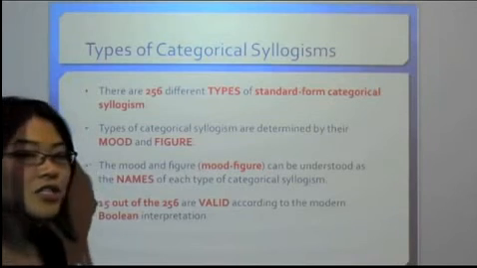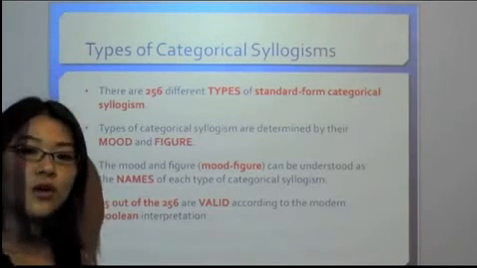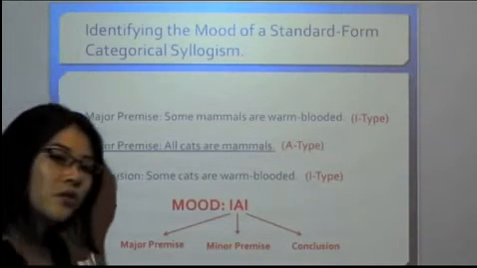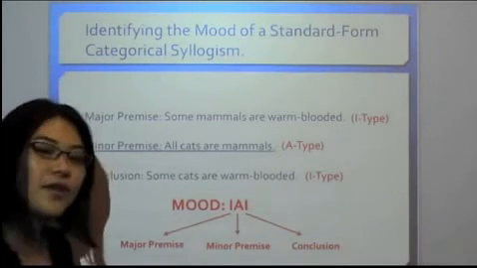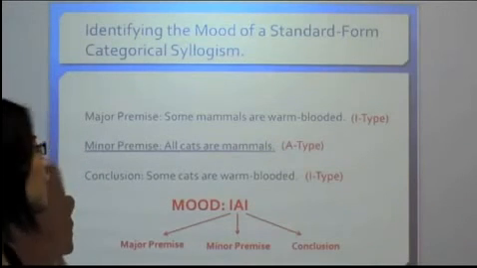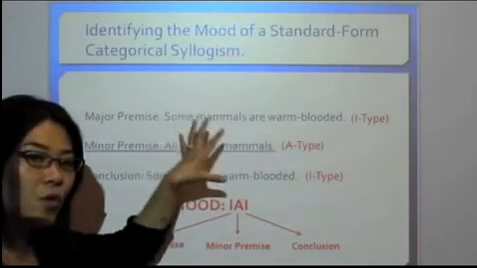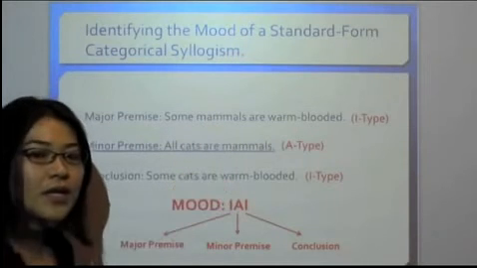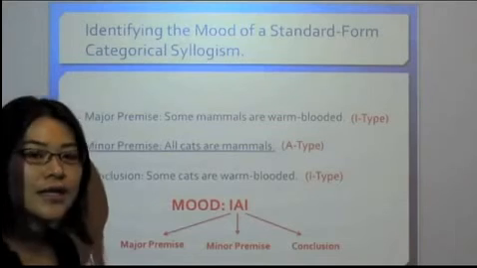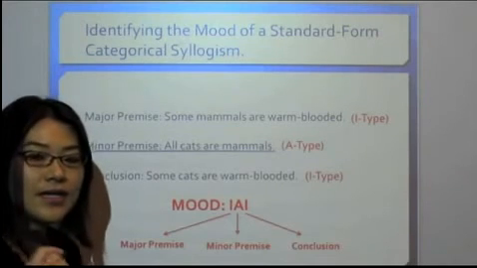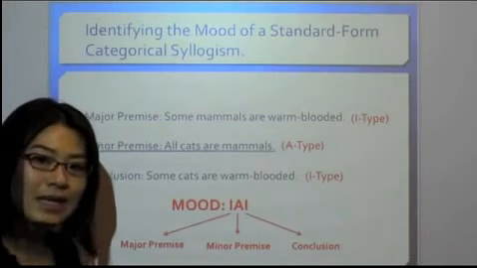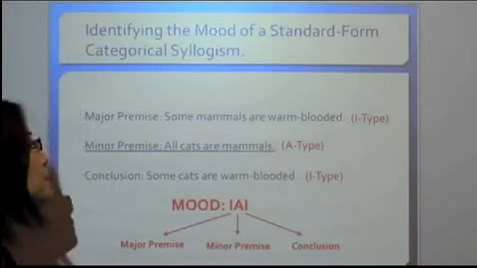Okay? And it's actually very easy once you know the method. So first, what you want to do is start with the mood. And the mood is very simple to identify. What you want to do is first make sure that you have a standard form categorical syllogism. In order to identify the mood, you must make sure that the argument you have is in standard form, okay? You have to first make sure that it is a standard form categorical syllogism.